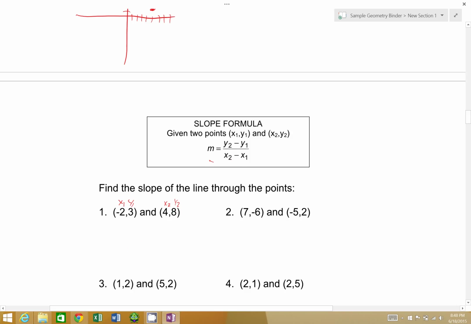I should have a sound clip of angels singing in the background for the importance of this formula. Okay? Put my y's on top. So my y's are 8 minus 3.